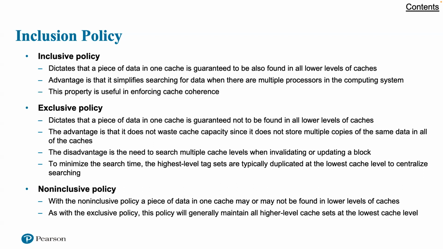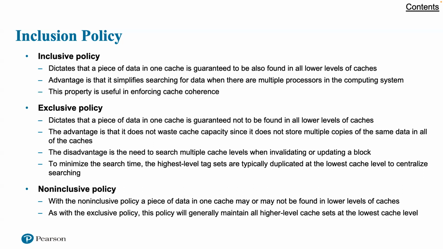The inclusive policy dictates that a piece of data in one cache is guaranteed to be found at all lower levels of caches. The advantage of the inclusive policy is that it simplifies searching for data when there are multiple processors in the computing system. For example, if one processor wants to know whether another processor has the data it needs, it does not need to search all levels of cache of the other processors, but only the lowest level cache. This property is useful in enforcing cache coherence, which is discussed in chapter 20.